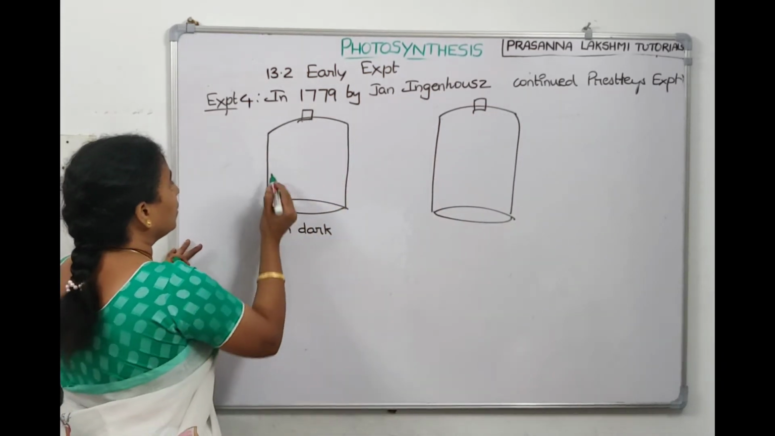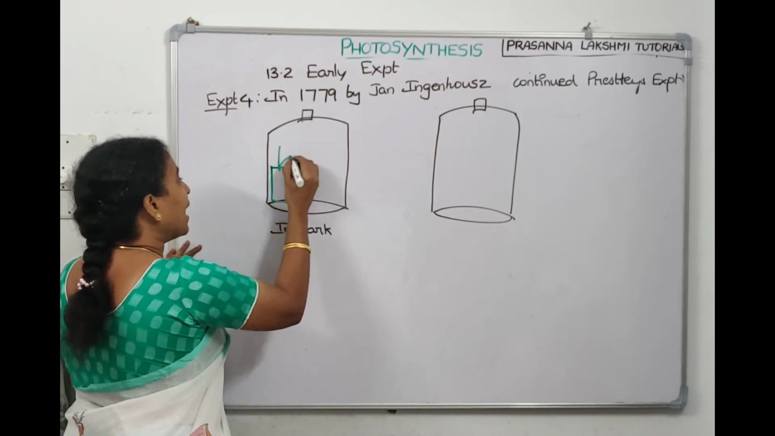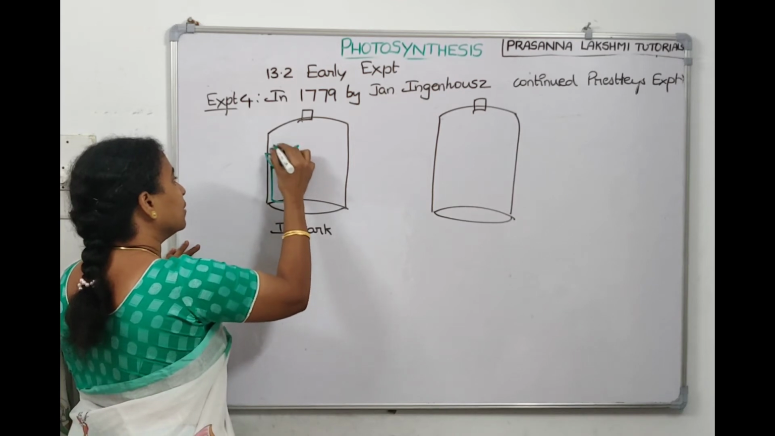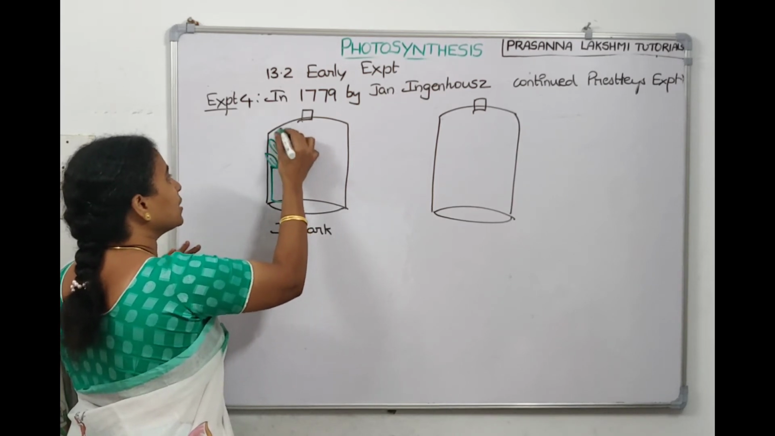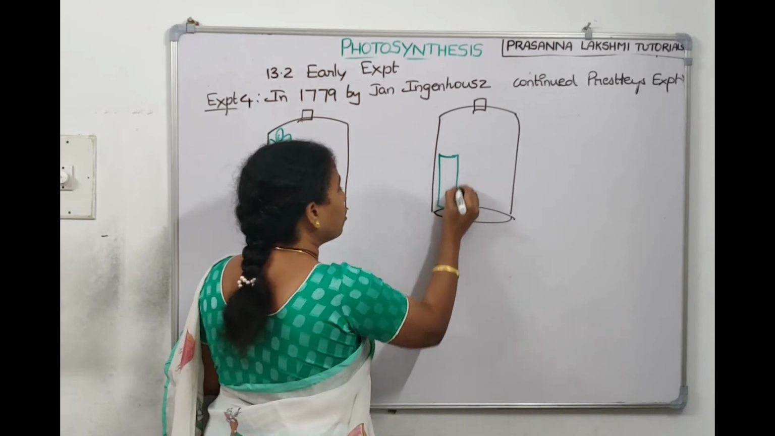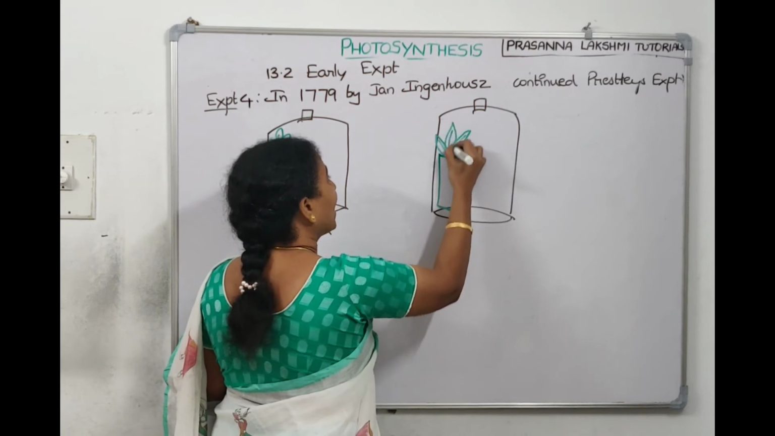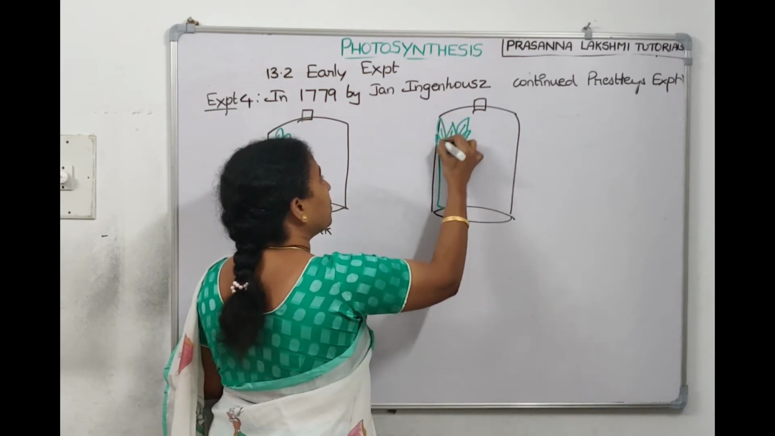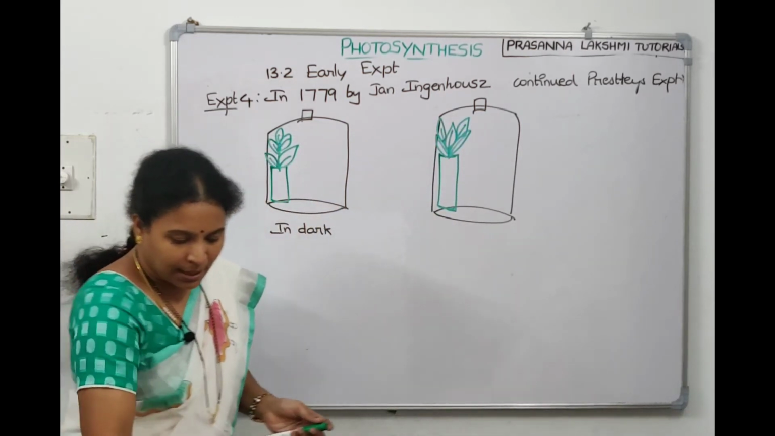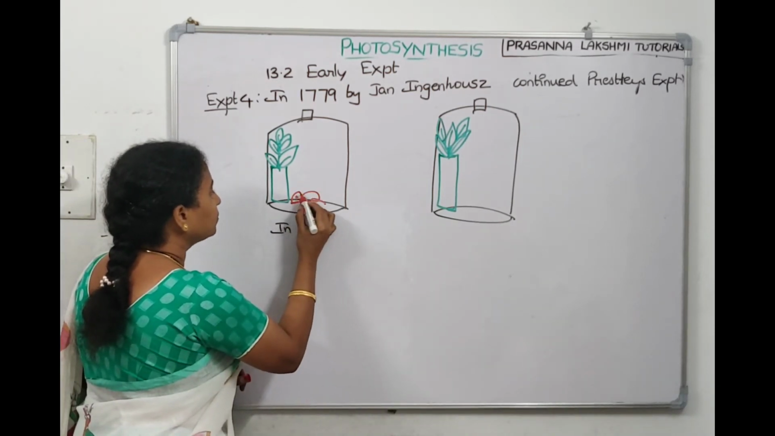Now we know that in dark, even if the plant is there, the plant is not doing photosynthesis, right? If it is not doing photosynthesis, it cannot release oxygen. If it is not releasing oxygen, then there is no use of the plant here. That is what he told, the role of light for the plant to do photosynthesis. Now what did he do? He kept the mice, right?